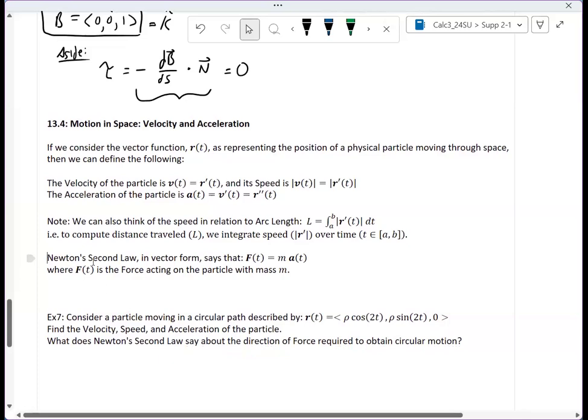And then last little note here, Newton's second law in vector form says that F equals ma, where a is the acceleration vector, and therefore F, the force vector, is also a vector quantity. It has magnitude as well as direction. Here F is the force acting on a particle, and little m is a scalar that represents the mass of the particle. So this is good old F equals ma, just where acceleration and force are vector quantities instead of scalars.